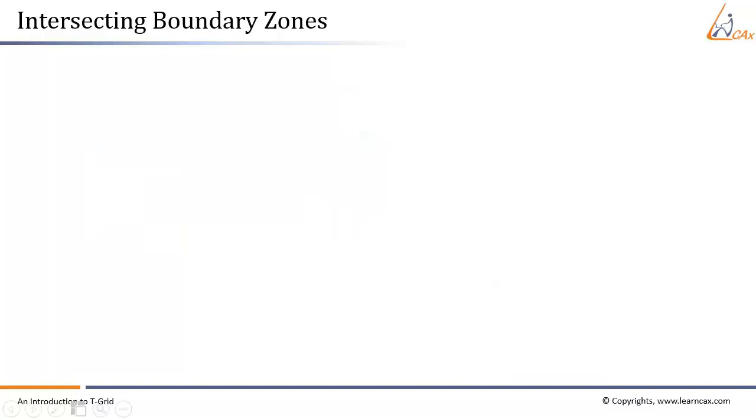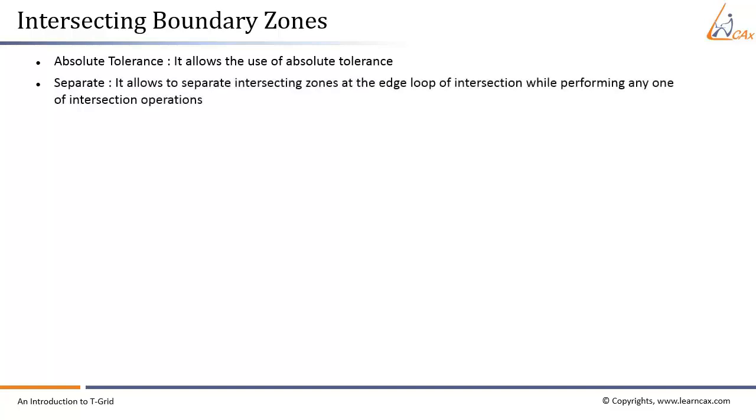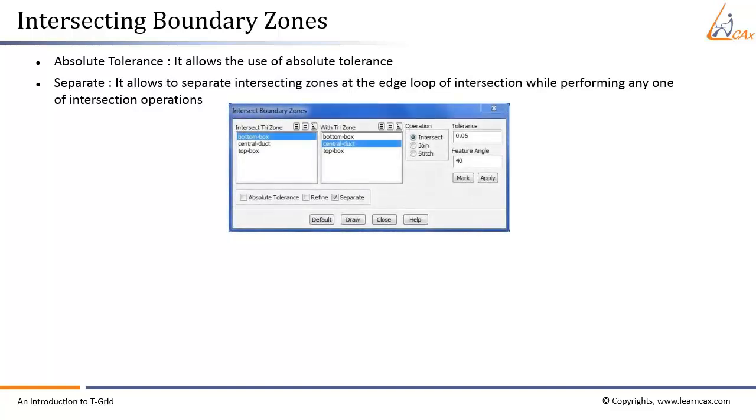Now, along with basic operations, there are some sub-operations available in Intersect panel. These are absolute tolerance. It allows the use of absolute tolerance. Refine. It is used to get good refined mesh near intersection. Separate. It allows to separate intersecting zones at the edge loop of intersection while performing any one of intersection operations.